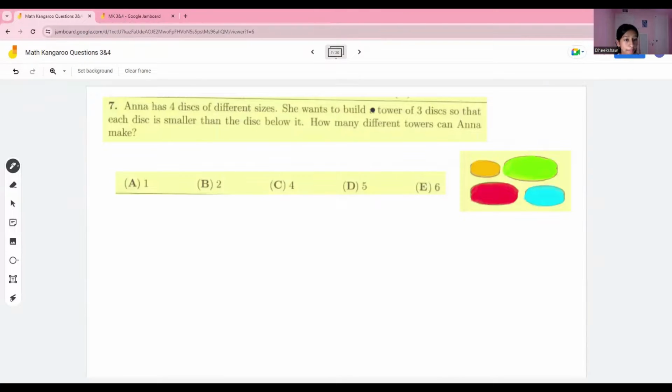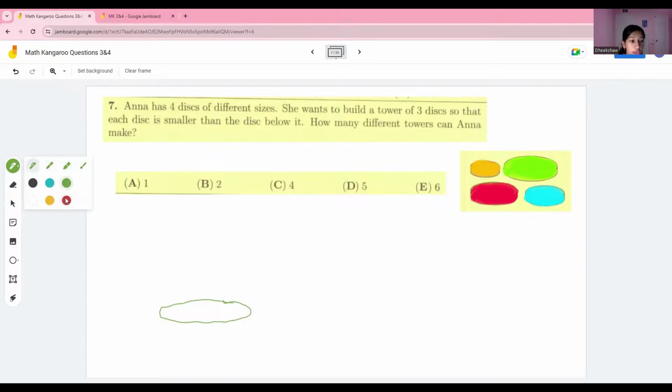Moving on. Anna has 4 discs of different sizes. She wants to build a tower of 3 discs so that each disc is smaller than the disc below it. How many different towers can Anna make? Okay, so there's one large green disc. Actually, I can use colors, so let me try using that. There's one large green disc.